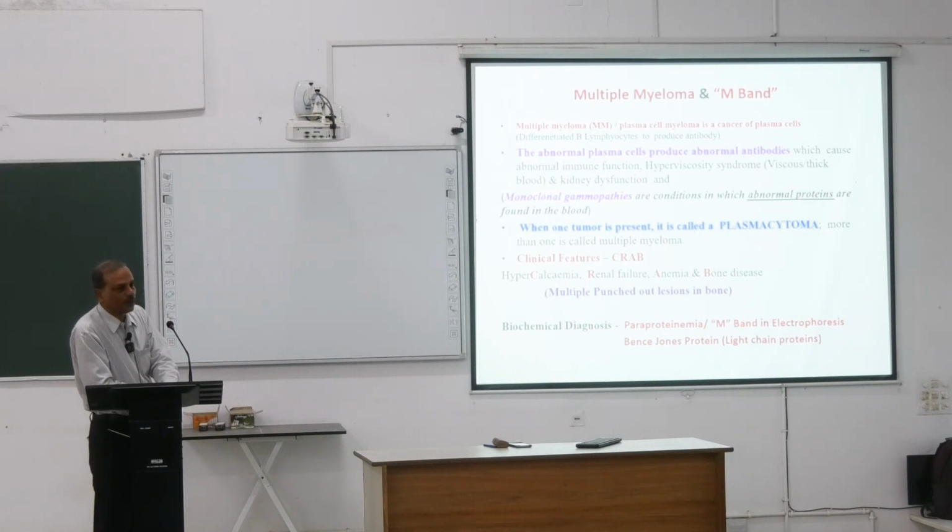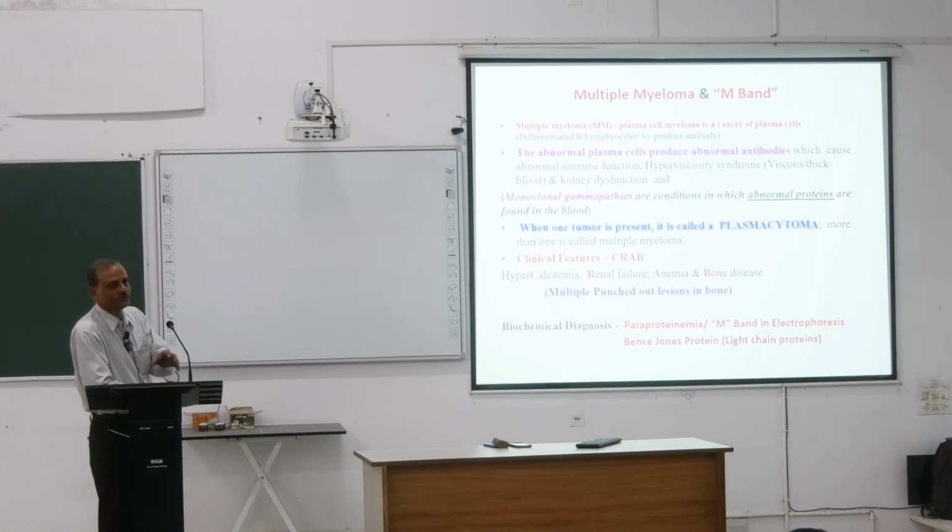That abnormal antibody being produced in very high concentration will cause a hyperviscosity syndrome. Plasma will be viscous, and there will be abnormal immune function, and a single clone of cells will produce antibody. That's why it will cause monoclonal gammopathy. When only one tumor is present, that is called plasmacytoma. When multiple areas are involved, that is called multiple myeloma.